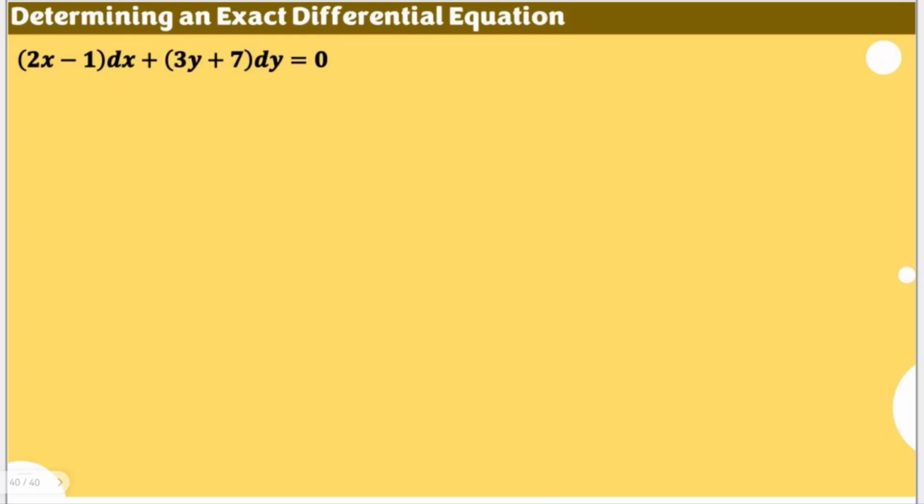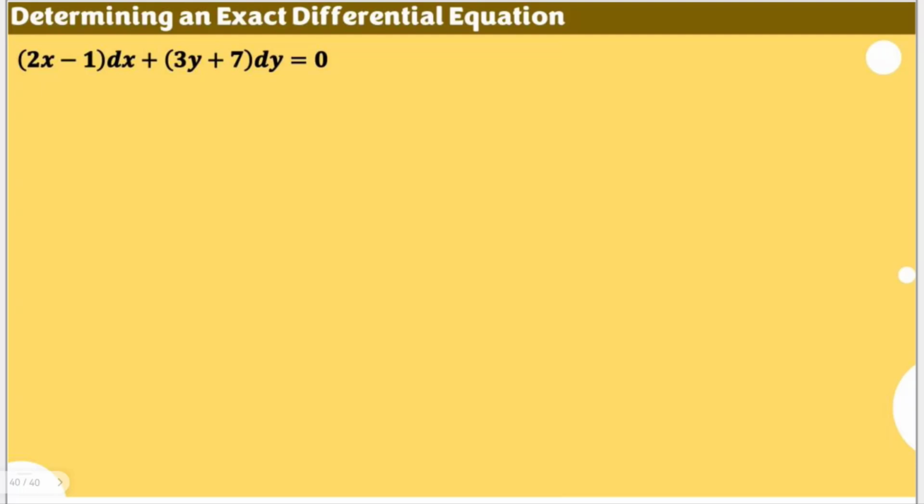This video is another video for determining whether the given differential equation is exact or not, because if it is an exact differential equation, there is a specific method in solving such. Here, we're going to focus only on, as mentioned, determining whether this equation is exact or not. And if it is, then we will have a separate video for the solution.